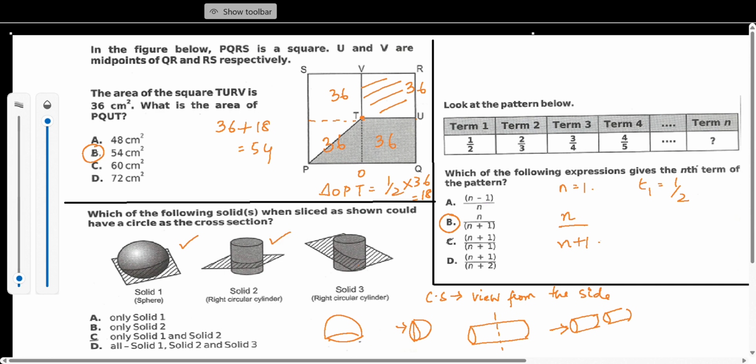This one on the other hand is slanting. So it's going to be like this cross section. You're diagonally slicing it. So this is not going to be a circle. So clearly solid 1 and 2 only will give you a circle as a cross section. So this is how we are supposed to analyze and arrive at the answer.